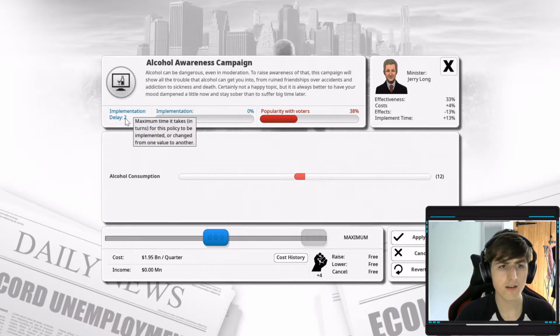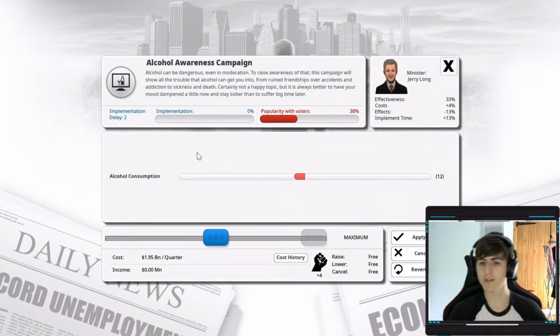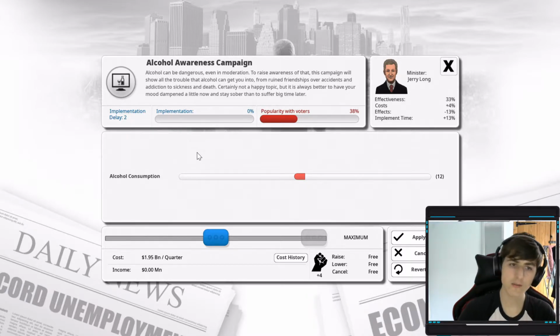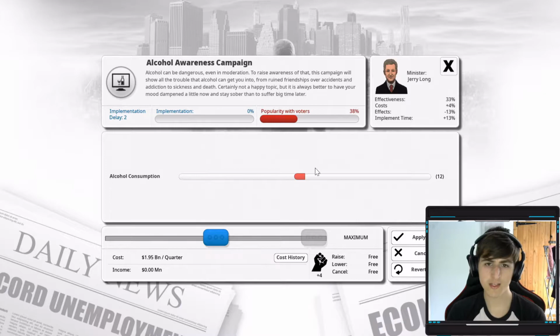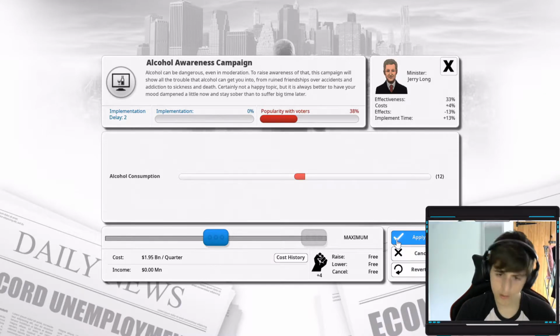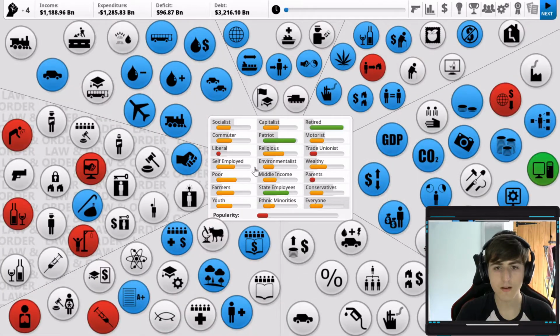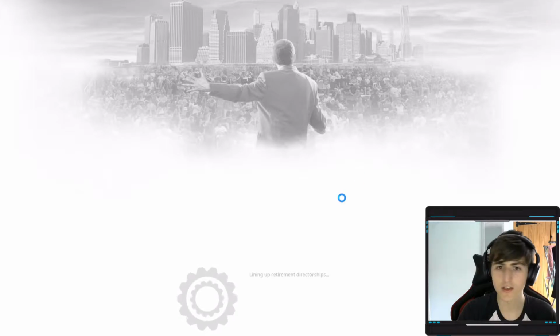Now you can see here an implementation delay of 2, which is the maximum amount of time it takes for the policy to be implemented, or change from one value to another. So you can't just flip the switch and increase income tax by 10%. It'll be a slow increase, which is sort of to simulate the time it would take to get these sort of things through. For some of these, it's like the alcohol awareness campaign. People aren't going to stop drinking alcohol the second they see the advert. It's a slower thing that would cause this. So I'm going to apply that change. And we've only got 4 political capital, so I think we'll continue to the next phase.